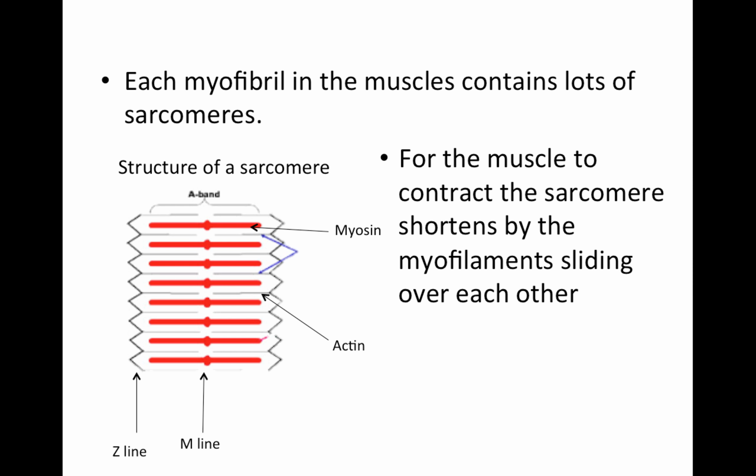Muscle fibres contain myofibrils, which are made up from sarcomeres. It's these sarcomeres that shorten, which makes the muscle contract, and they do this by the two myofilaments sliding over each other, causing the Z lines, which are the borders of the sarcomeres, to move closer in towards the M line, which is the middle of a sarcomere.